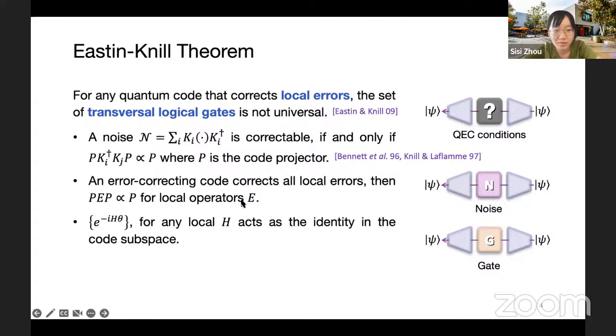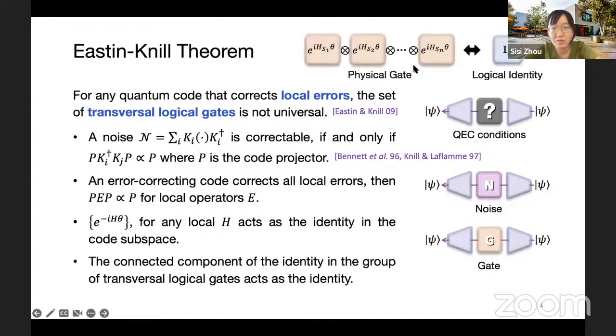Then from the quantum error correction condition, we can see that this type of gate must also act as the identity operator in the code subspace, because the generator of this is going to be trivial, satisfying this condition. So as a result, we basically prove that any type of gate that can be written in this form, which is also a logical gate, must act trivially in the code subspace.